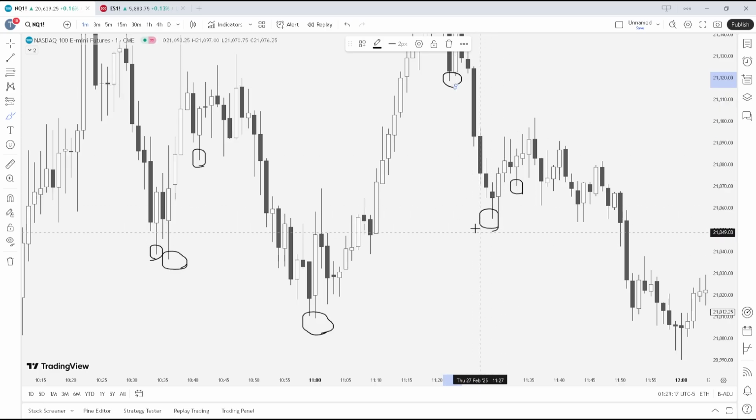So this is an intermediate term low, and then this low is between these two intermediate term lows, and it's the lowest between the three. So this is a long-term low.